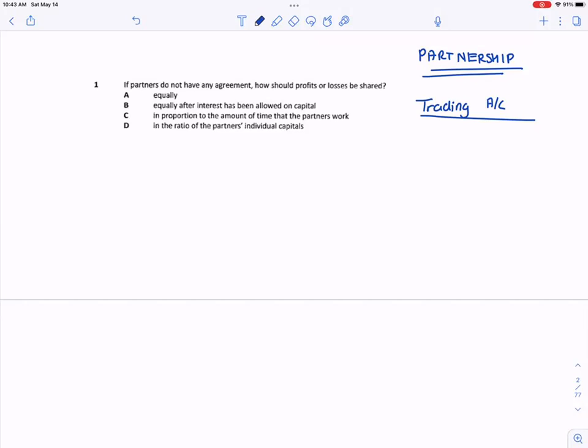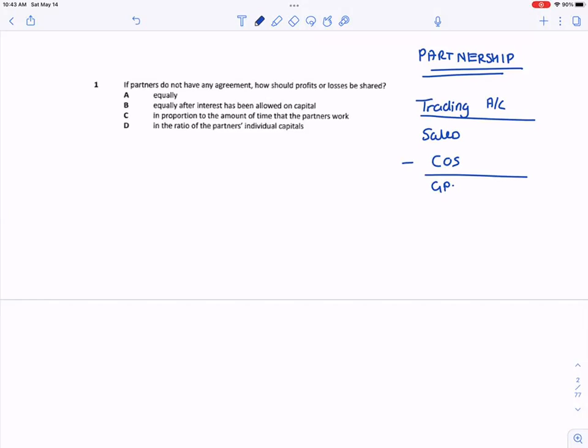First, sales minus cost of sales. This will give you gross profit. This is the format of which account? Income statement, the trading section. Okay.